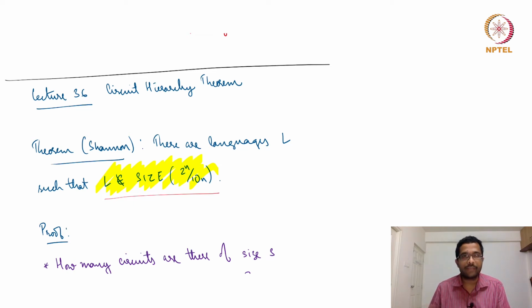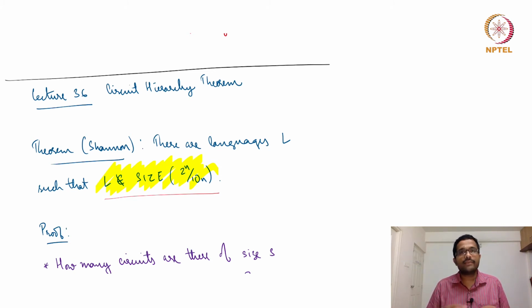circuits. So we saw time hierarchy and space hierarchy. If f and g are functions, and f is sufficiently smaller than g, then there is a language that cannot be computed in f time but can be computed in g time. Similarly, when f is sufficiently smaller than g, there is a language that cannot be computed in f space but can be computed in g space. This is what we saw.